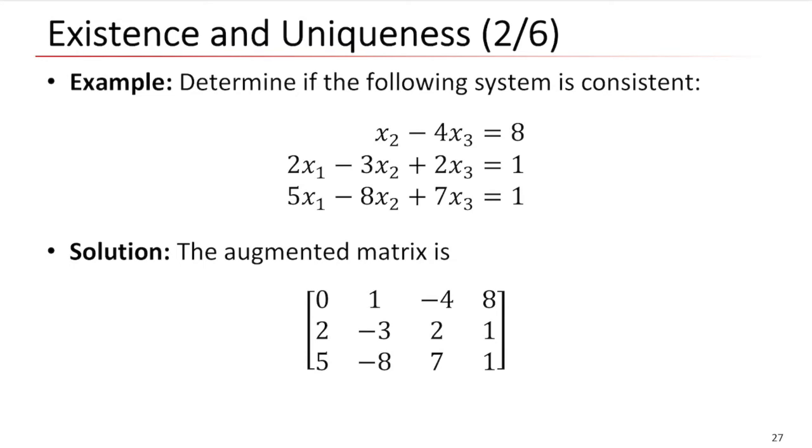Here is another example. The question is: determine if the following system is consistent. This is the same problem as the previous one, right? To recap, in this example, how do we know whether this system has a solution or not? First of all, we have to solve the system, and then we can check whether it has a solution or not. Then we can say whether this system is consistent or not. So first of all, let's solve the system.